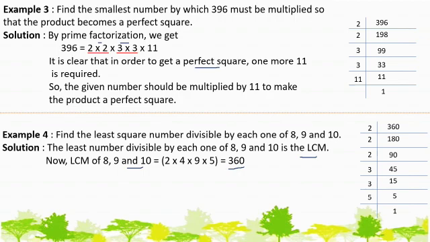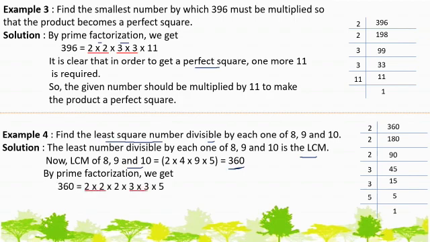What is the question? Find the least square number. Now you look at 360. 360 is not a perfect square. So we will find a perfect square. To find a perfect square, first of all we do the prime factorization. So 360 is equal to 2 into 2 into 2 into 3 into 3 into 5.